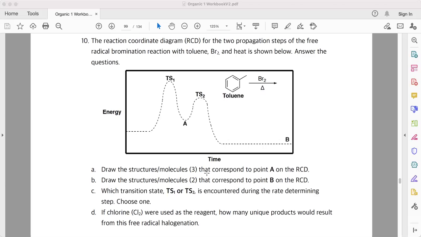Okay, so this is what toluene looks like. Which protons are capable of being abstracted? Which ones? One, right? Any of these are equivalent.